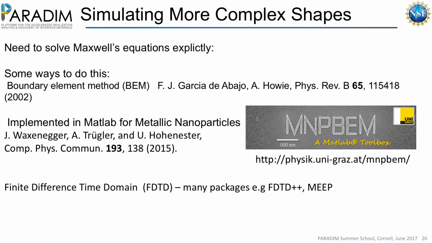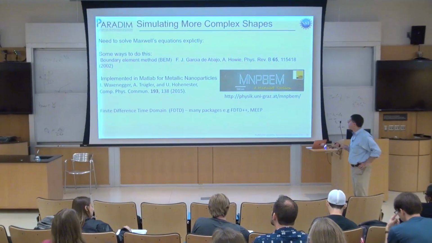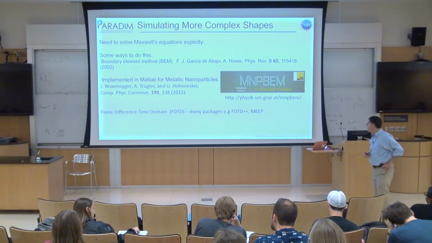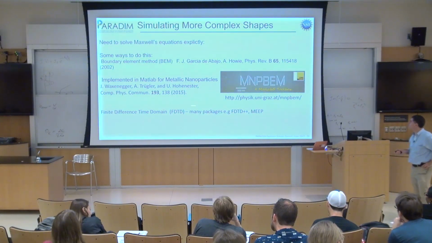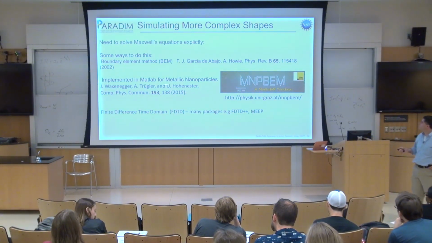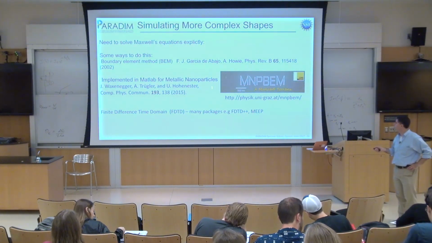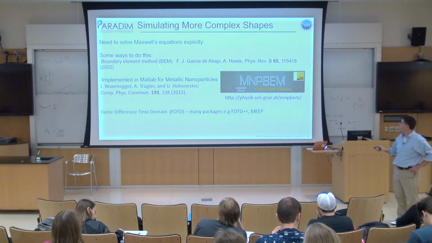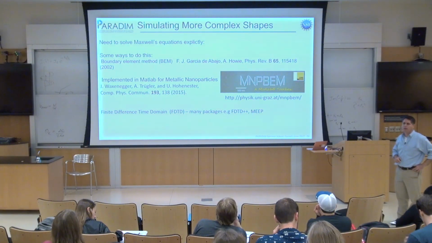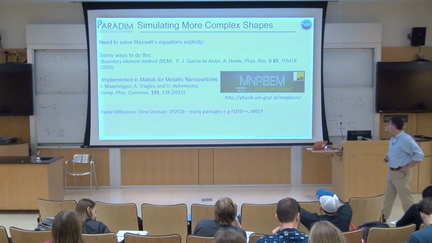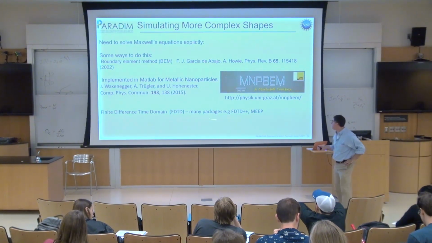If you have a more complicated shape, then you want to solve the Maxwell's equations explicitly. There are codes that are designed to do this. Here's one you can download from the web. It's a MATLAB code. You give it the shape, and it'll solve by boundary element method what the plasmon frequencies would be. There are other packages as well.